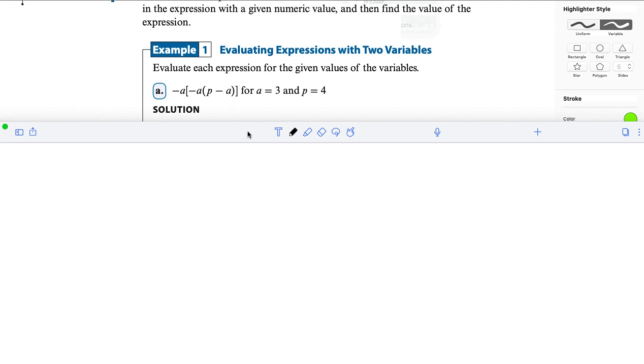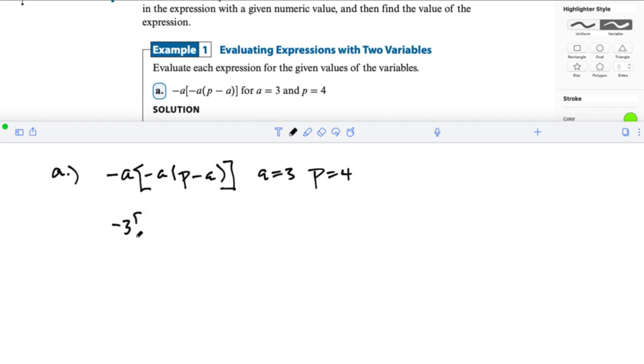So when we talk about evaluating expressions, basically what we're referring to is substituting values into an expression and then evaluating it. Whenever you see the word evaluate, it really does mean you're looking for a numerical answer. So we see that we have an A in this expression and the variable P, and then we're given the definition of what they are, or a value for each. A is equal to 3 and P is equal to 4. So we're going to rewrite this whole thing with A being 3 and P being 4.